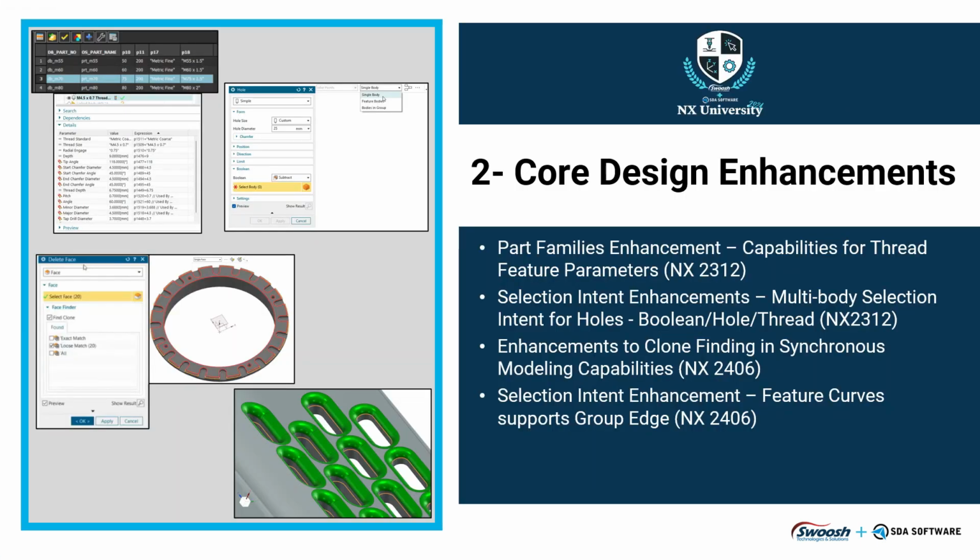The next item we're going to look at, our next topic of discussion, is going to be core design enhancements inside of NX. And this is inside of NX 2312 as well as NX 2406. We're going to take a look at part family enhancements, the capabilities for thread feature parameters, selection intent enhancements related to multi-body selection intent for holes, Boolean operations, holes, and thread. We'll also look at enhancements to the clone finding and synchronous modeling capabilities, and then selection intent enhancements with feature curves, support for group edges.